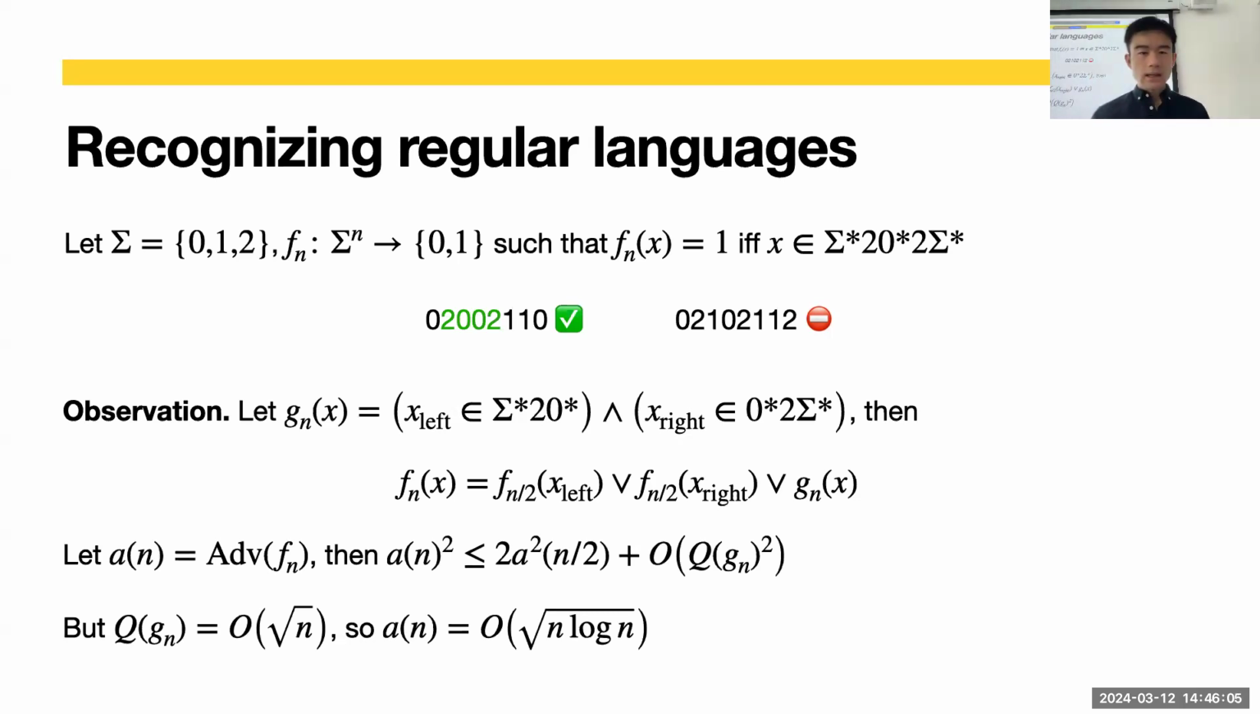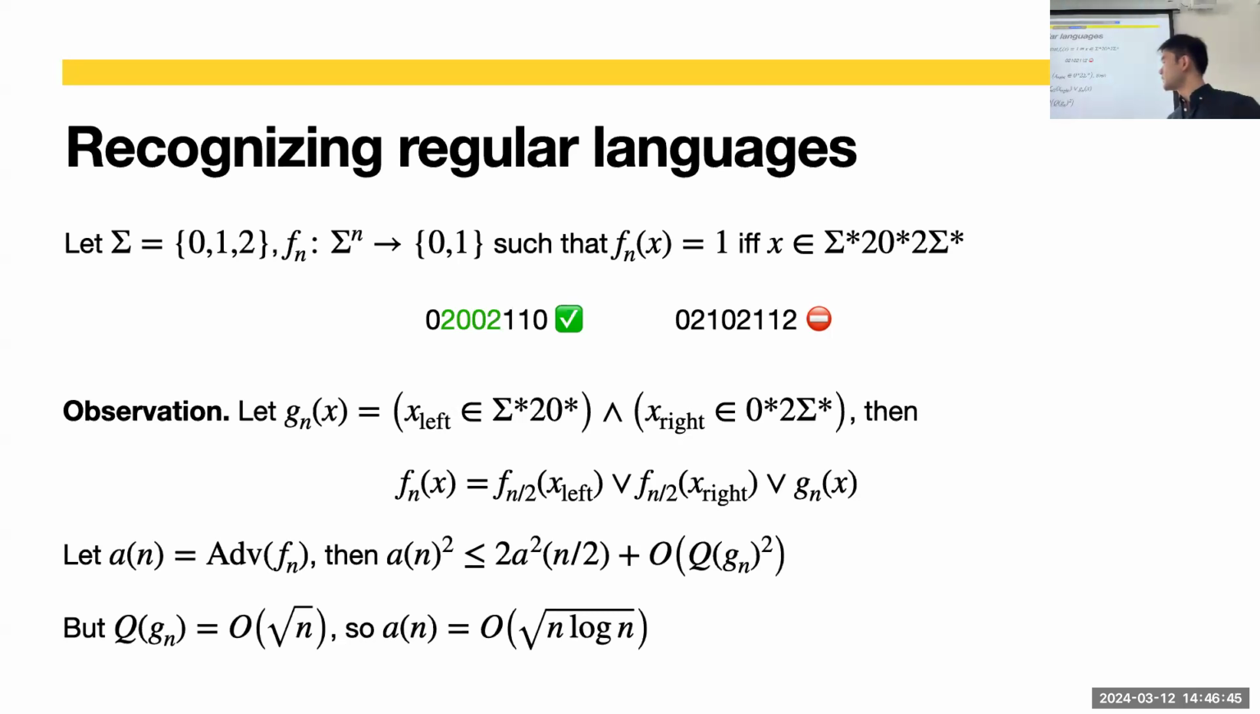Then we see that Fn of x is equal to Fn over 2 of x left, or Fn over 2 of x right, or this Gn of x, which just describes the last case I mentioned. So if we let A of n be equal to the ABV of F of n, then by the and/or composition we saw, or by the first strategy for and/or formulas that we saw, we see that A of n squared is less than or equal to 2 times A of n over 2 squared plus the quantum query complexity of computing this Gn.